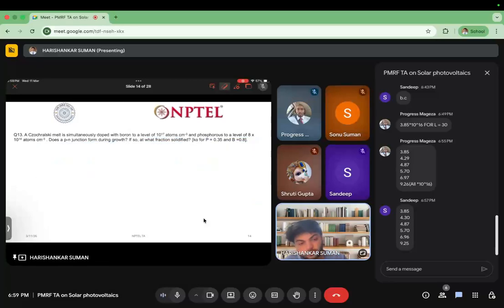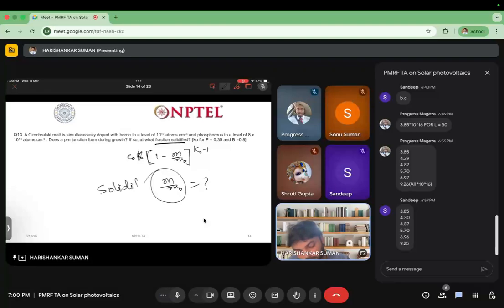So you have to see how to solve this type of question. Just use this: 1 by L by L naught, or M by M naught, and M by M naught will be your fraction of solidification. You have to calculate this.